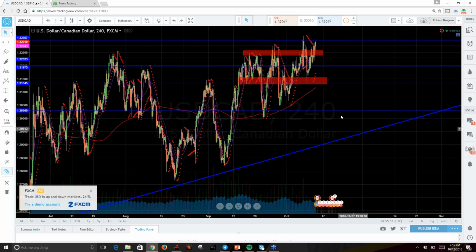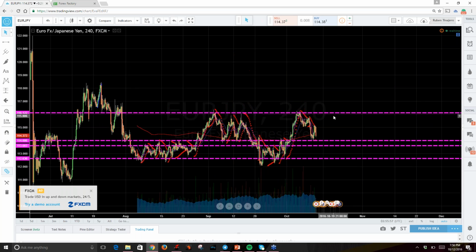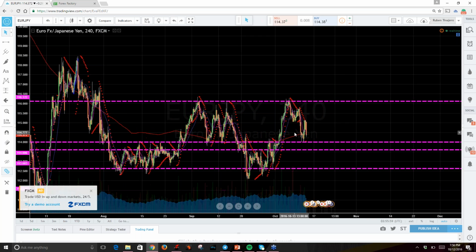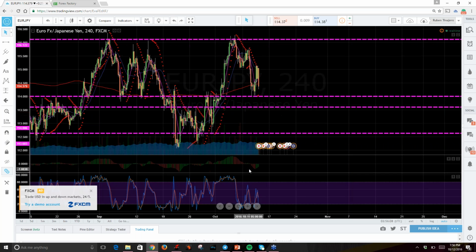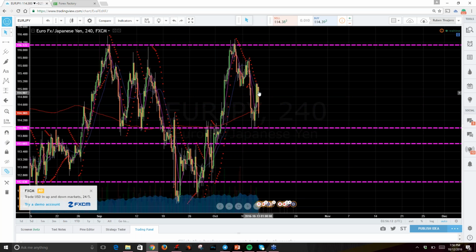But let's see. My other pair I'm looking at is Euro Jappy. Let's see, I have my lines drawn. Everybody's asking me, what are these little dots? They're just a parabolic SAR. They're kind of accurate, kind of not. And at the end of the day, remember, indicators are indicators. The best indicator is this big candlestick.